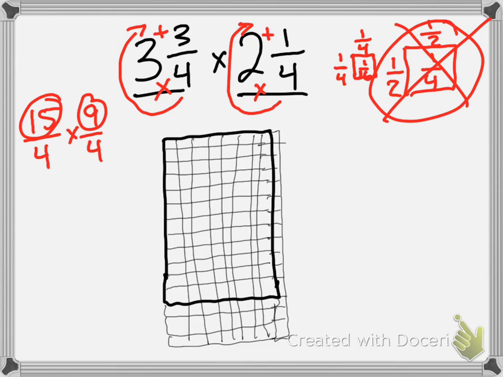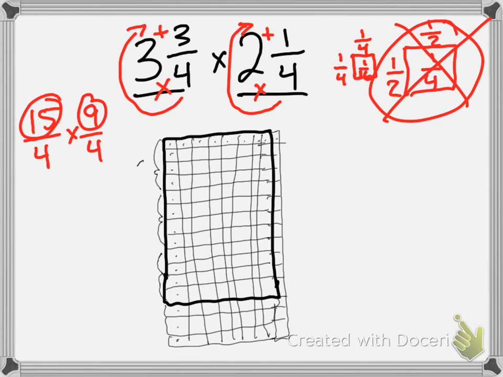Okay, so this should now be a grid for 1, 2, 3, 4, 5, 6, 7, 8, 9, 10, 11, 12, 13, 14, 15 by 1, 2, 3, 4, 5, 6, 7, 8, 9. And so this is going to be 15 fourths by 9 fourths. One whole is going to be 4 of these.